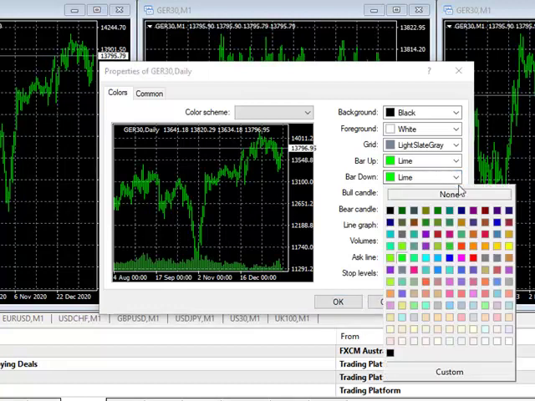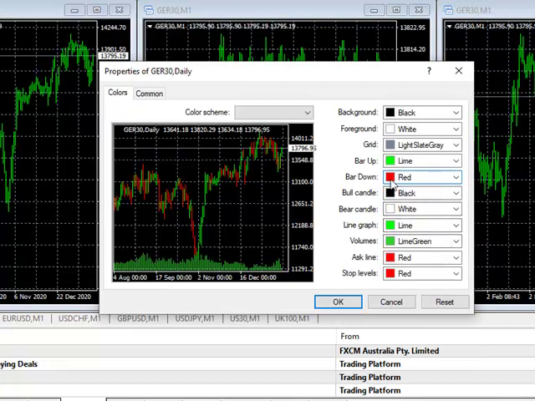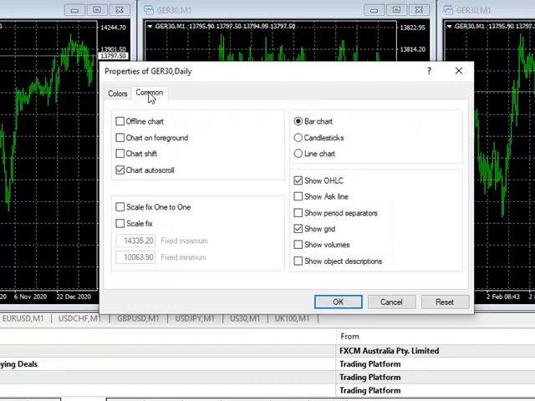Click on bar down, and then I'm going to choose a color. For a bar down, I want red. So this means when the markets are moving up, we'll see a green bar. When the market's moving down, we'll see a red bar. On a daily chart, one single bar for one whole day, if it's green, that means it was an up day, it was a day of buying. If it's red, it means it was a down day, it was a day of selling. Positive and negative. Okay?